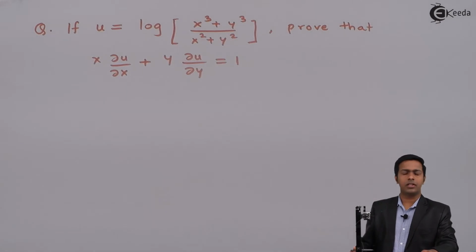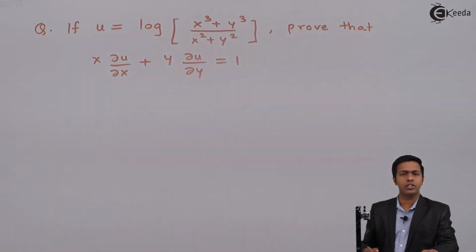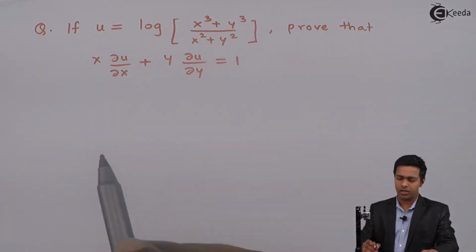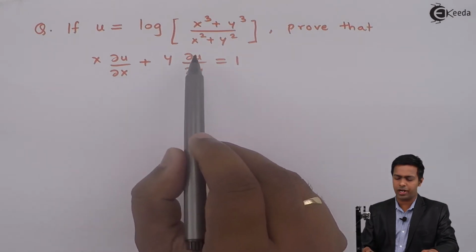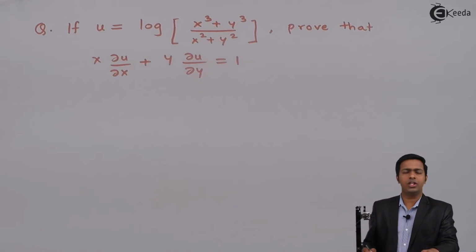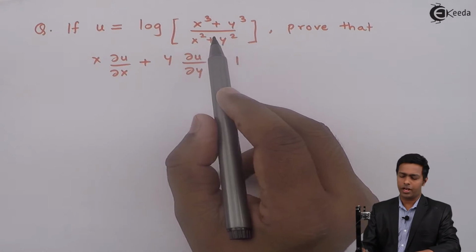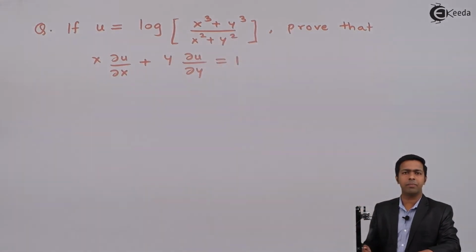Then what is the shortcut method? For that, if you observe the left hand side, it is in the form of Euler's theorem. So by Euler's theorem, we can say that x ∂u/∂x plus y ∂u/∂y is equal to nu, provided the given function u is a homogeneous function. So here I'll use Euler's theorem, and for that I'll first prove that u is a homogeneous function. And if u is a homogeneous function, then I can apply Euler's theorem to get the value of x ∂u/∂x plus y ∂u/∂y as 1. So let's start with it.